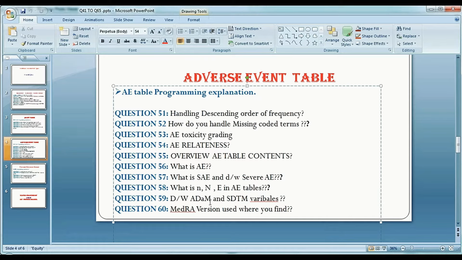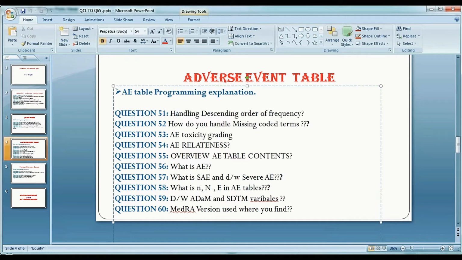So what are the ADaM variables, and what is the difference between them and the SDTM variables? Which MedDRA version do you use for your AE table, and where do you get that information? These are the 10 most common questions interviewers will ask you. So how do you answer them? We'll see them one by one, in descending order of frequency, later.